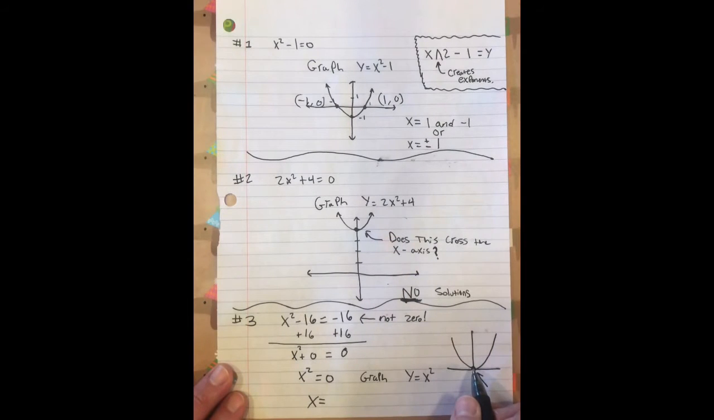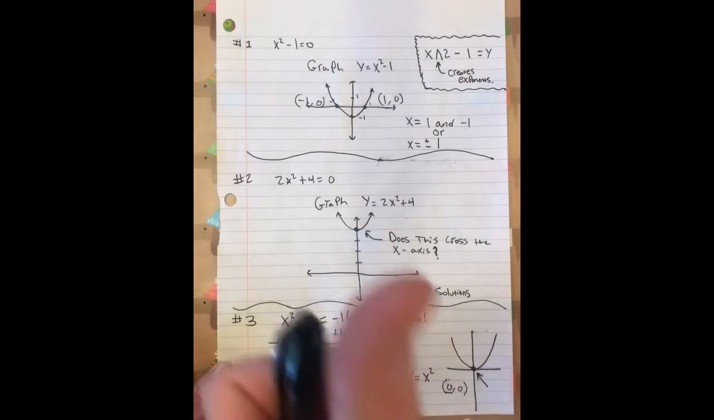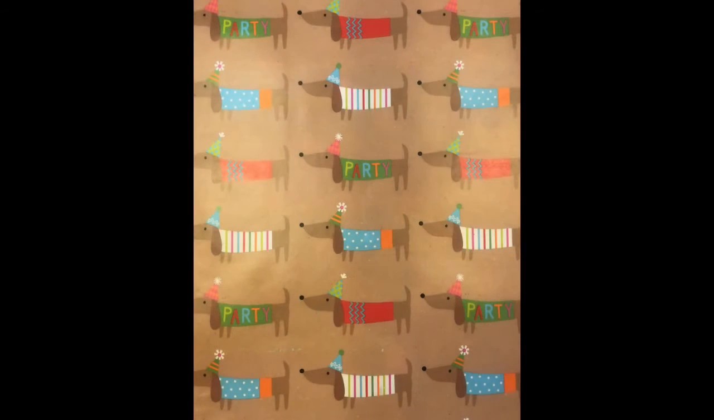So what is that point? That point is 0, 0. So what is our x value? 0. So what is our answer? 0. And we are done with the graphing portion. So as we move on, there's an example to show you that we will be using square roots as well as an application problem. Go ahead and scroll down to number 4.